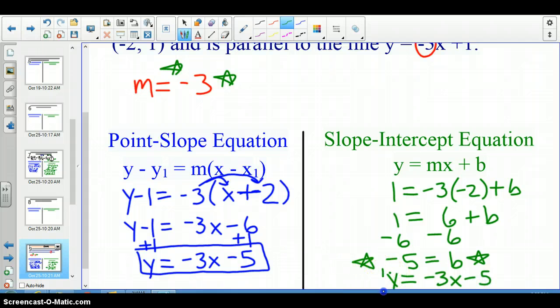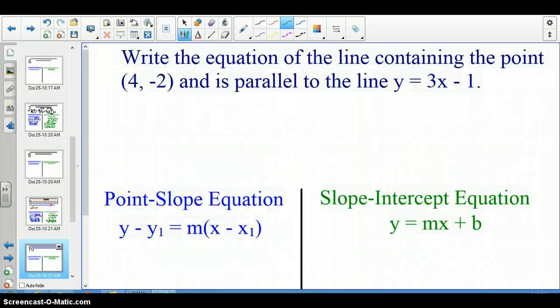Same exact answer, using two different ways. Alright, try the next one. Remember, you can pause or rewind this at any time. So, write an equation of a line containing this point, (4, -2), and is parallel to y equals 3x minus 1.